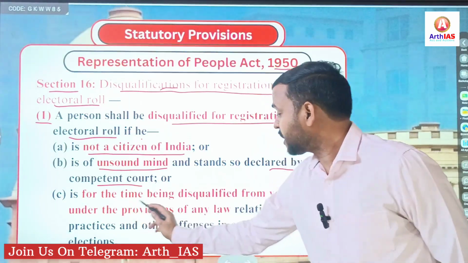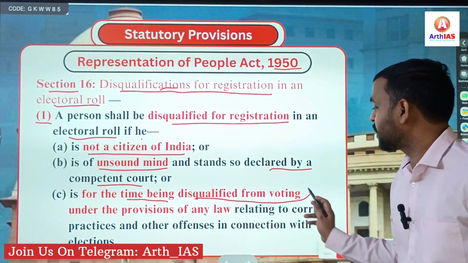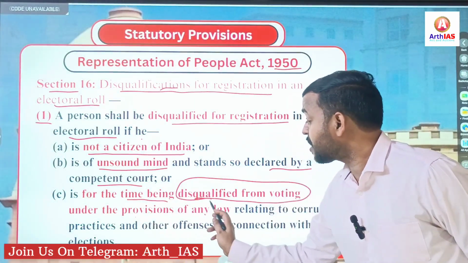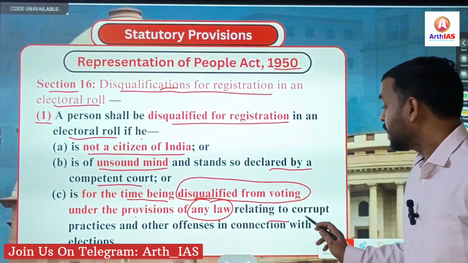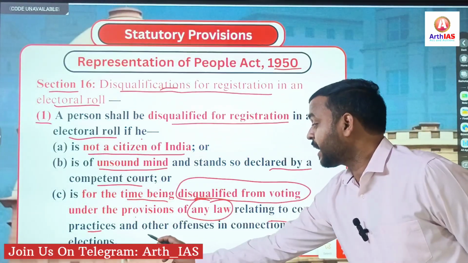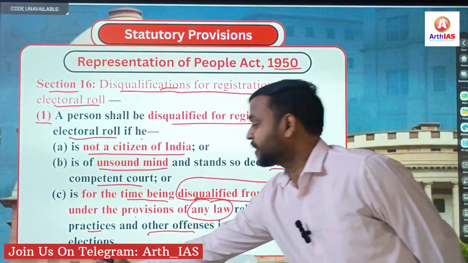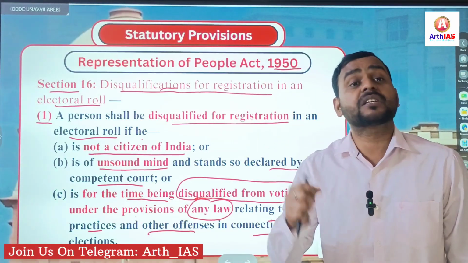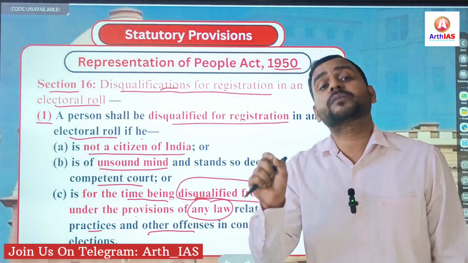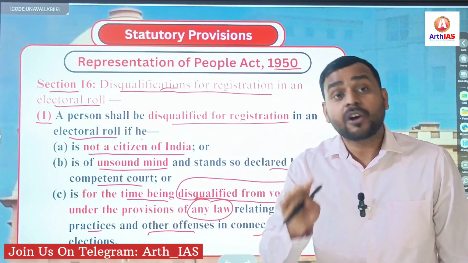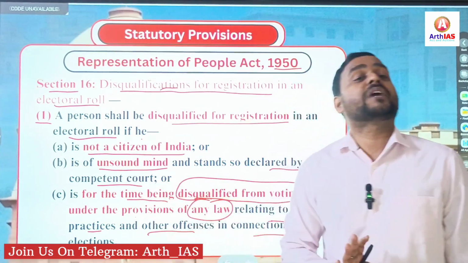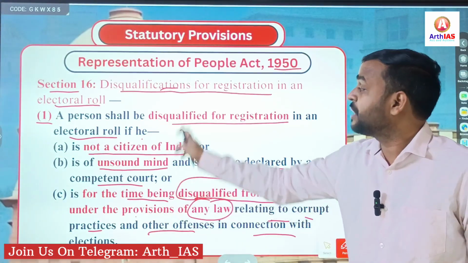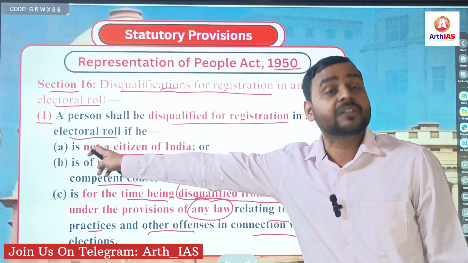Third condition, for the time being disqualified from voting. Disqualified from voting under which provision? Under the provisions of any law relating to corrupt practices and other offences in connection with elections, right? Corrupt practices, for example, like corruption. If a person has been convicted under the Prevention of Corruption Act 1988, right, or any other election related violations, that person is also disqualified from registration in the electoral roll.